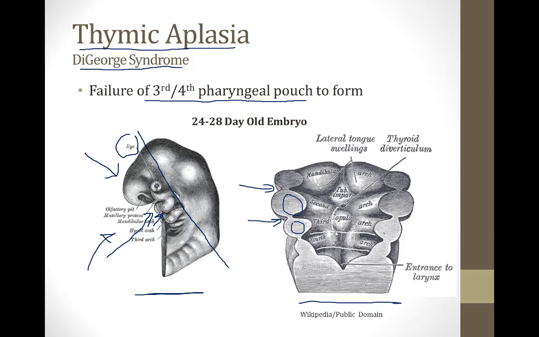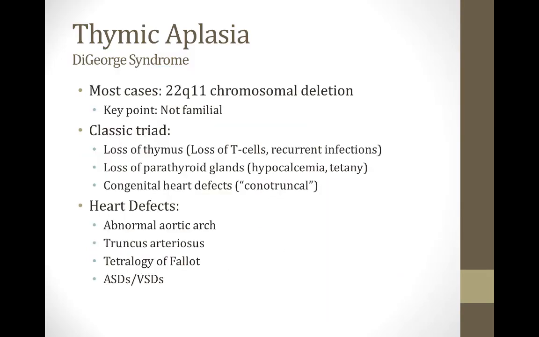Of note here, these central structures are going to go on to develop the pharynx, and this can help orient you to the other abnormalities that are going to go hand in hand with thymic aplasia. As we'll see in a minute, it's not just the thymus that fails to form, but many other structures don't form as well. Most cases of thymic aplasia occur because of a chromosomal deletion on the 22nd chromosome at the Q11 position. And a key point here is that these are usually spontaneous deletions, and it's not a familial syndrome passed on from parent to child.